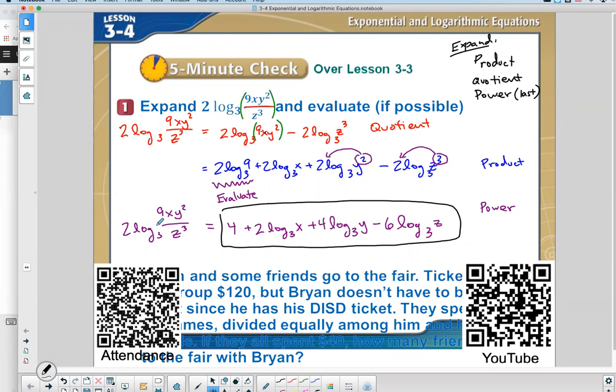So the 2 log base 3 of 9 became the 4. Then I had 2 log base 3 of x, and it's positive logs because it was in the numerator. 2 log base 3 of y squared became 4 log base 3 of y. It's also positive because it's in the numerator. The denominator is negative. The 2 log base 3 of z cubed became negative 6 because 3 times 2 is 6, and it's negative because it's in the denominator. Negative 6 log base 3 of z.